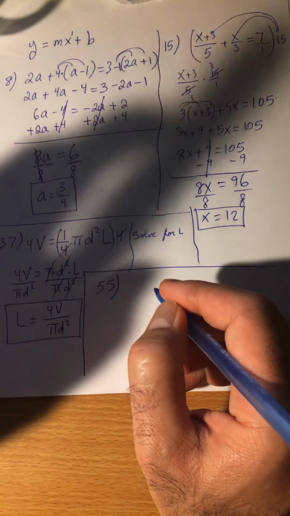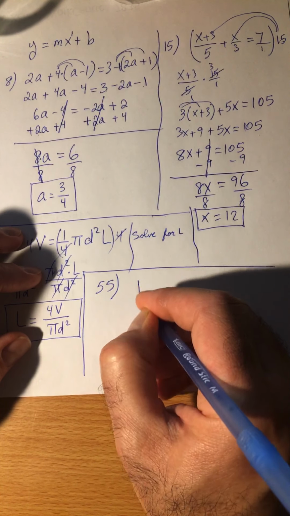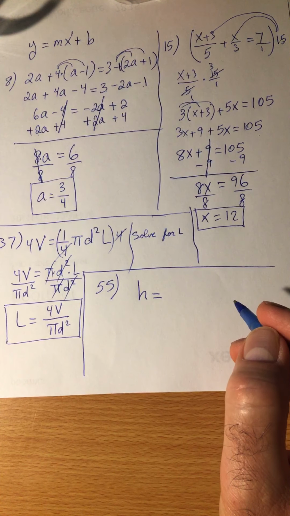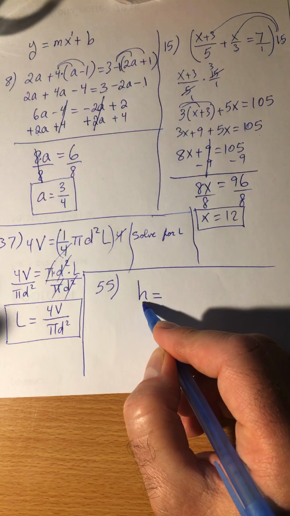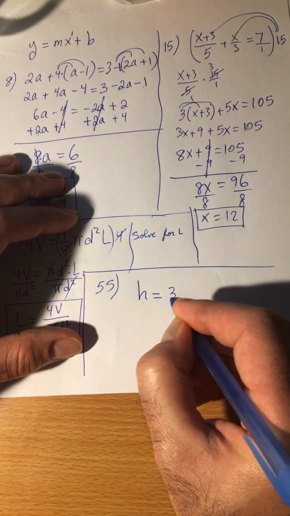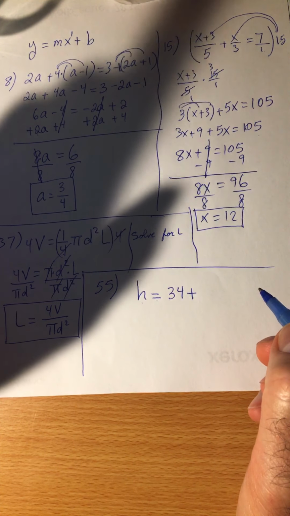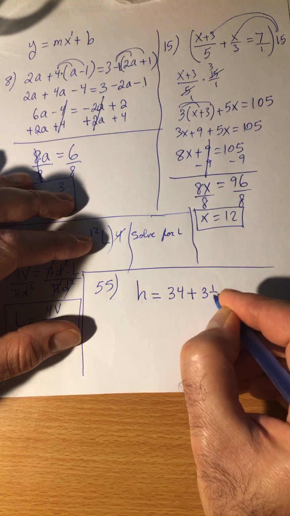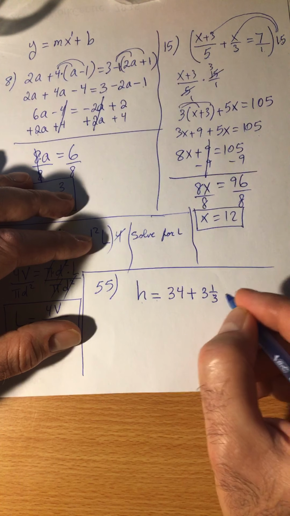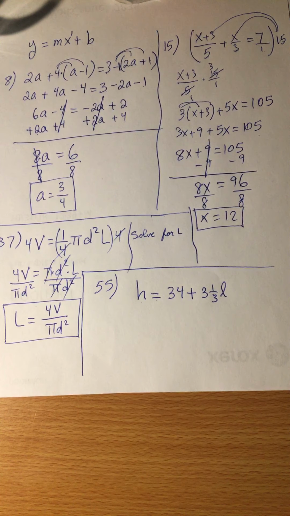So it says the height of a male individual is approximated. So we're translating English into mathematics. The height of a male individual, equal sign, is 34 inches more, is plus, than 3 1/3 times the length of the radial bone. Let's call it L for the length of the radial bone. So there's our equation.